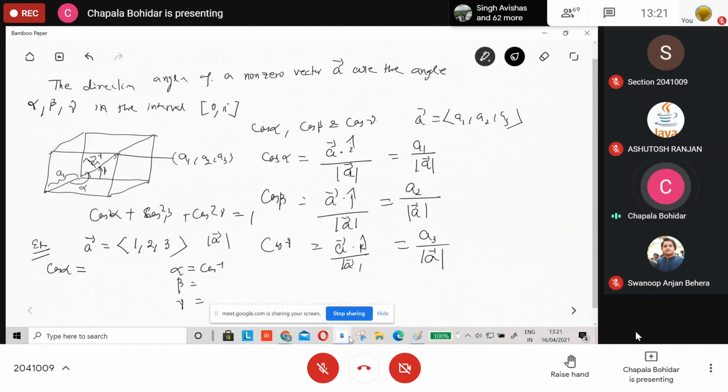Cos alpha is equal to A1 by the absolute value of A, which is 1 square plus 2 square plus 3 square, root 14. So alpha is cos inverse 1 by root 14. Similarly, beta is cos inverse 2 by root 14. Gamma is cos inverse 3 by root 14. Find out your values. You have a calculator.